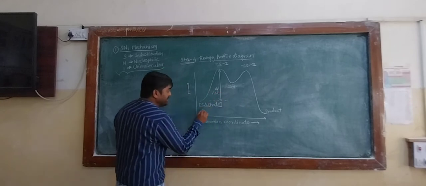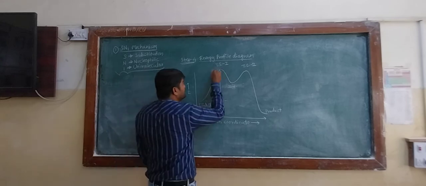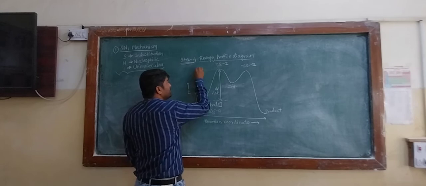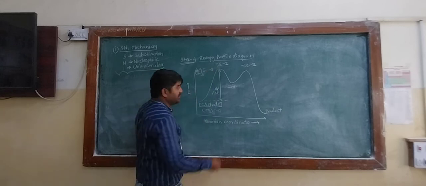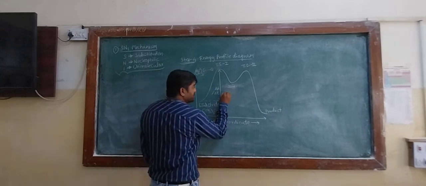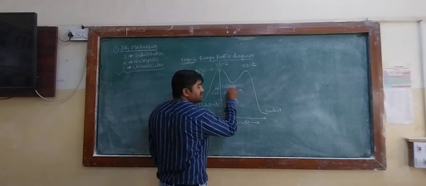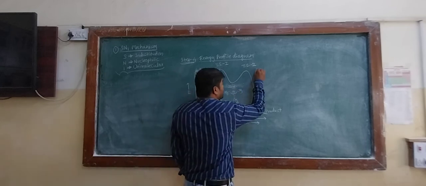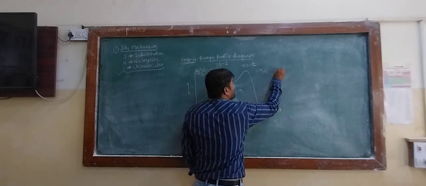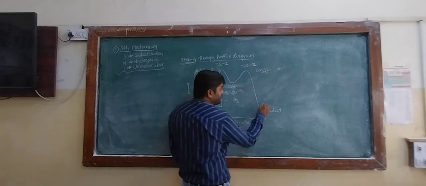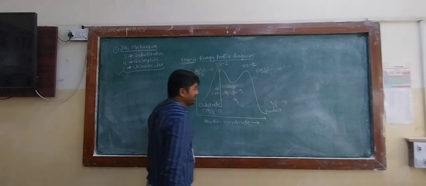Here the substrate is (CH3)3CCl. Transition state 1 is (CH3)3C with partial cleavage of the bond. Then the carbocation intermediate is CH3, C, CH3, CH3, a positively charged species. Then transition state 2 is (CH3)3C with a partial bond between carbon and OH, and finally the product is (CH3)3C-OH.